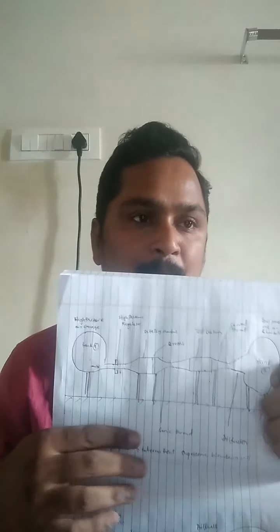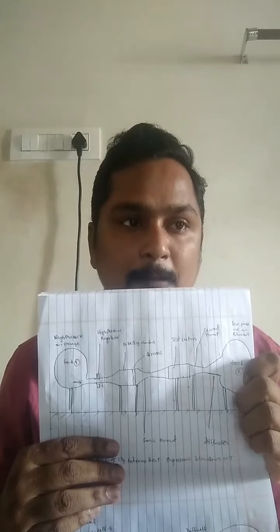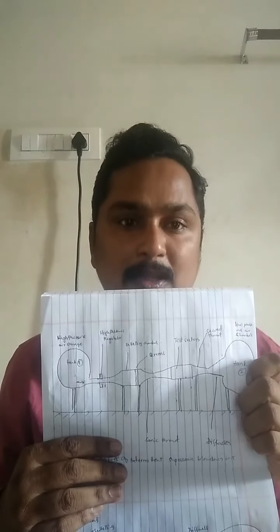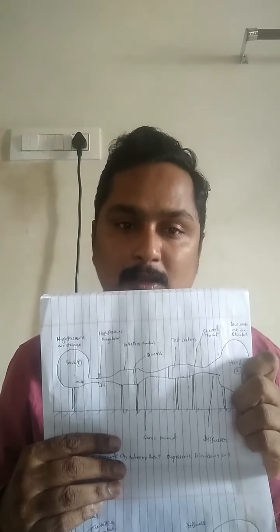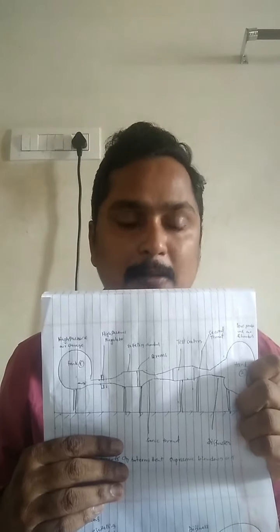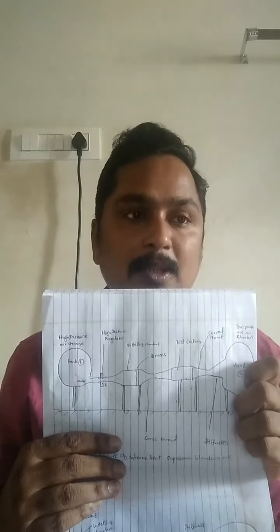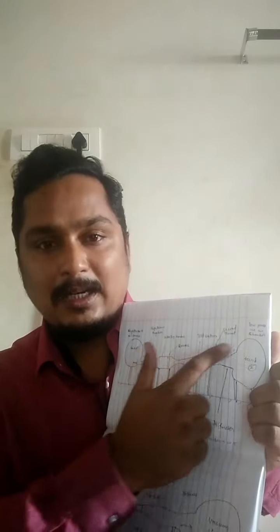And then the test section, which has a very important role here. The eighth section will be the secondary throat, and then the ninth will be the diffuser, which is very important, decelerating the air. And then the tenth one will be the low air pressure chamber. Here you can see tank number 1 and tank number 2.